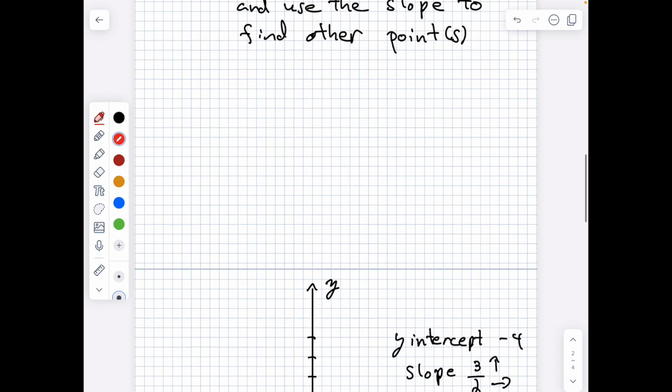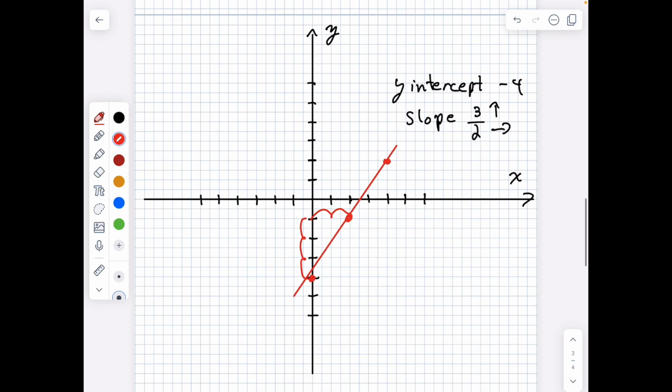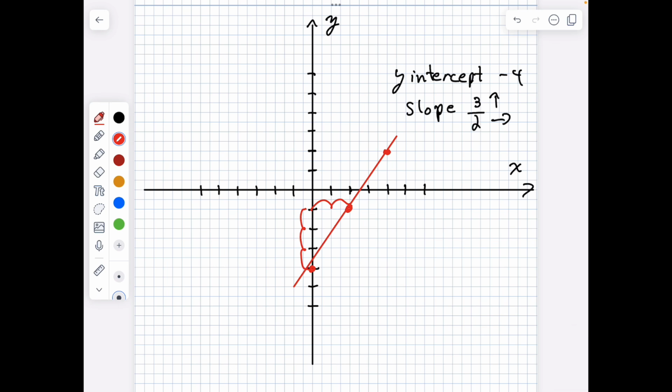And with that information, you can get your line. All we did was plot the negative 4, and then we went up 3 units and then over 2 to the right, and did that twice, and we got our line.